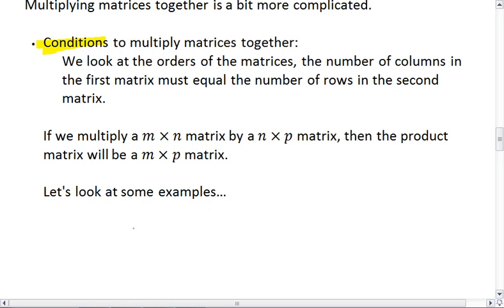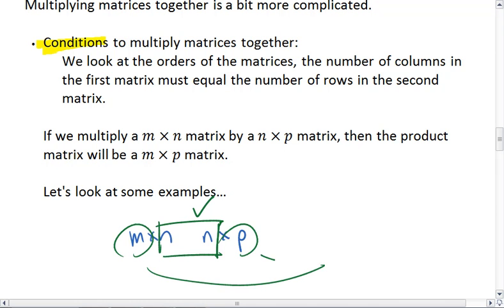Basically, if we have an m by n matrix, then for the next matrix, the first part of the order needs to be an n. We can have an n by p matrix. If these two n's match up, if they're the same value, we can multiply the matrices together. And what we end up with will be an m by p matrix.